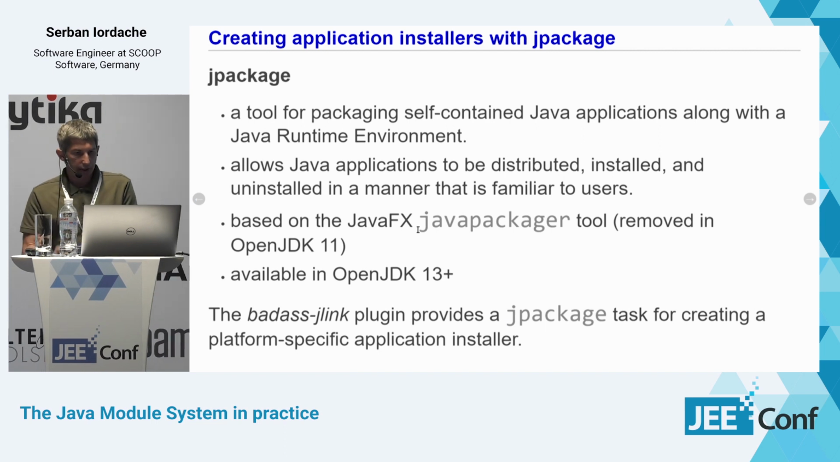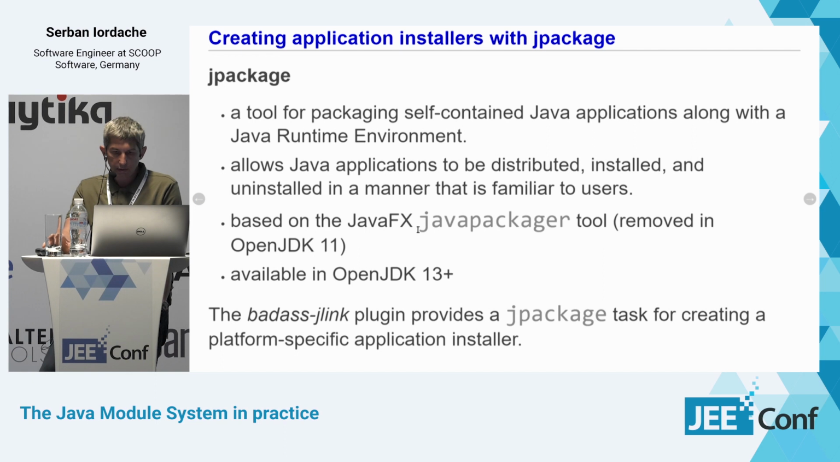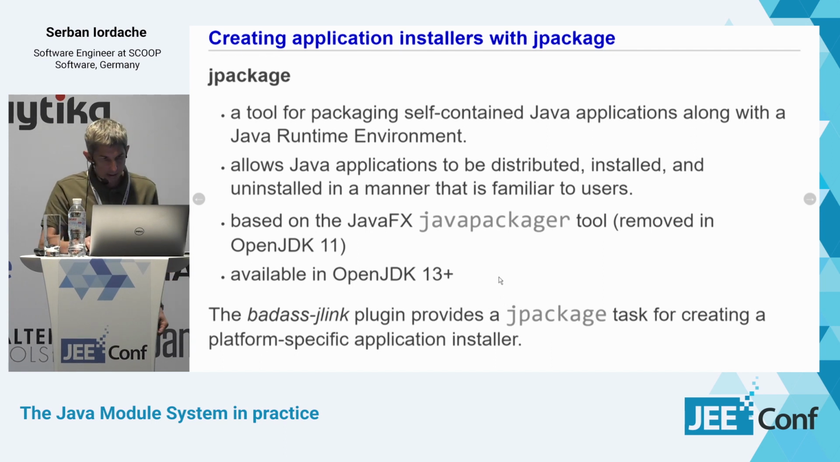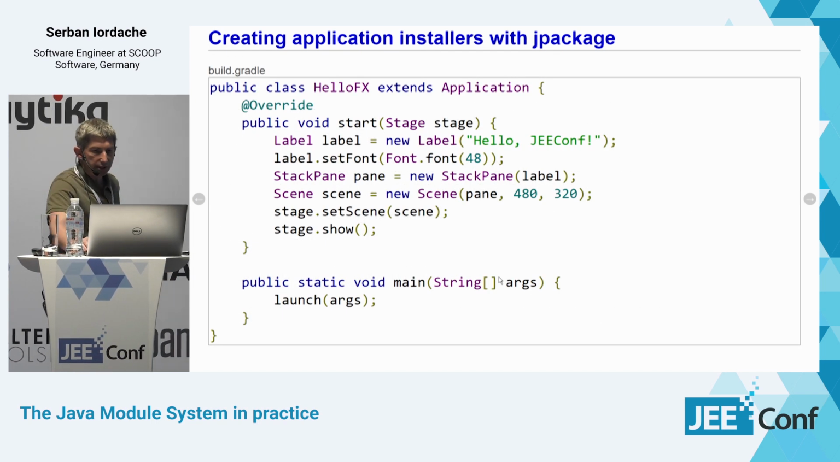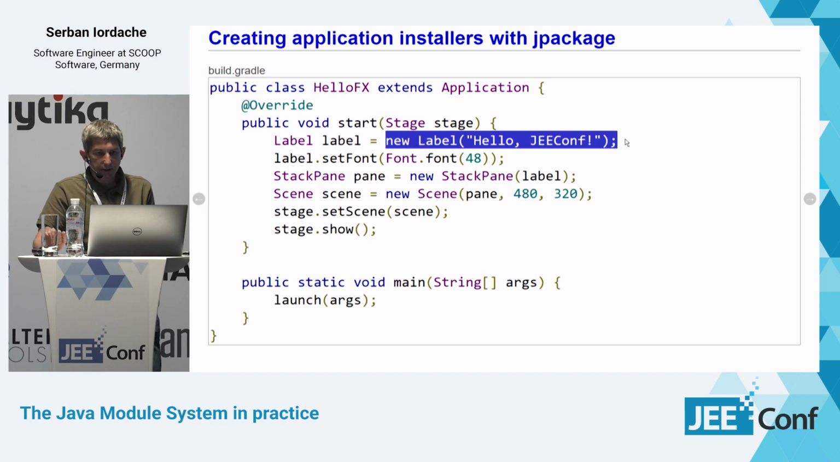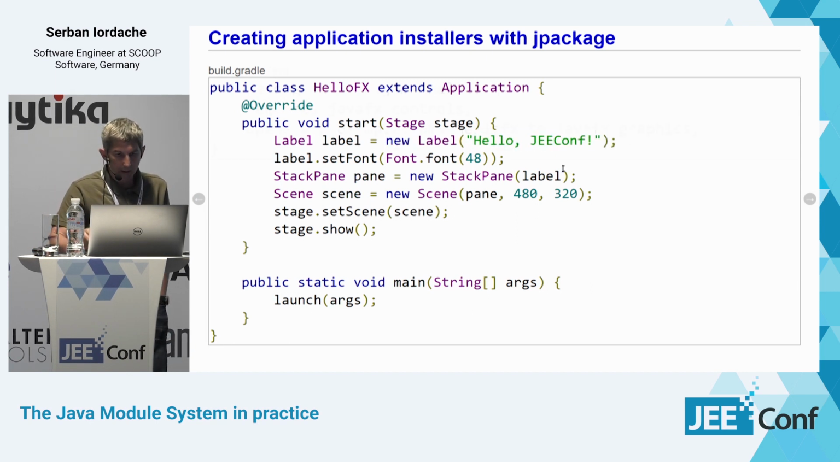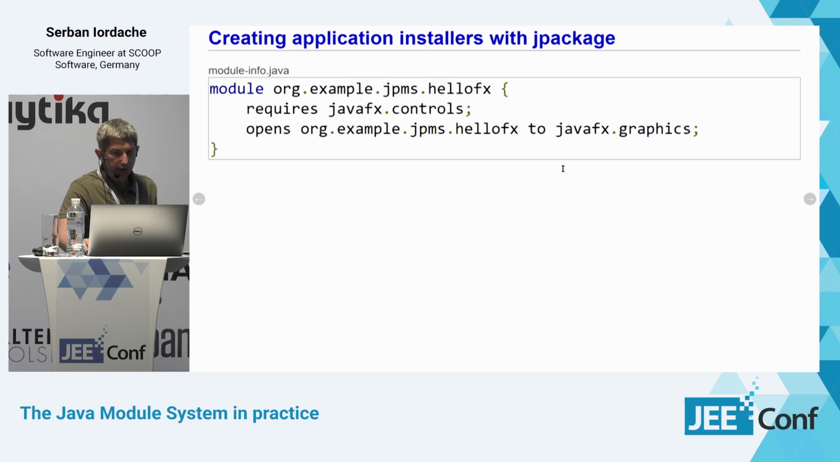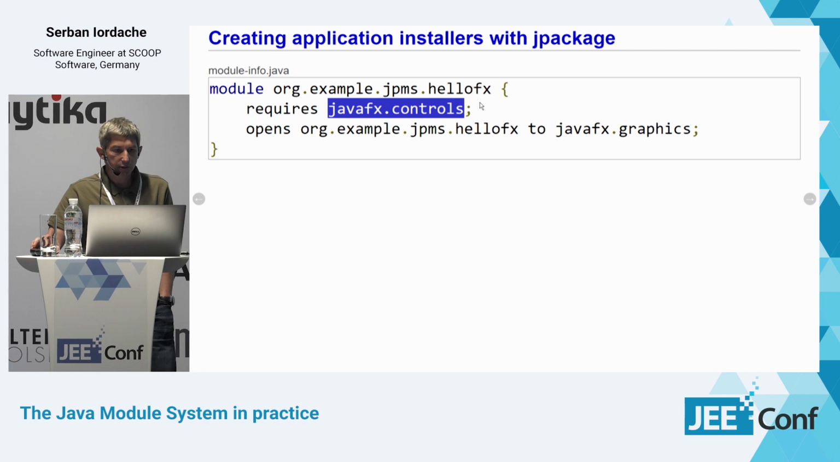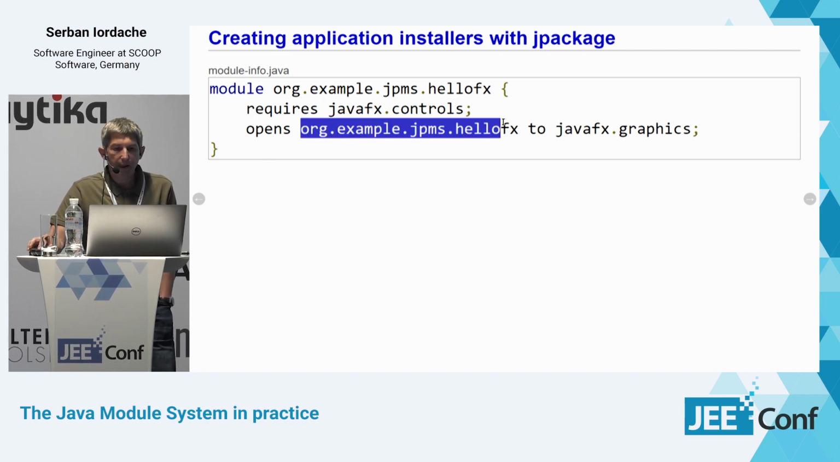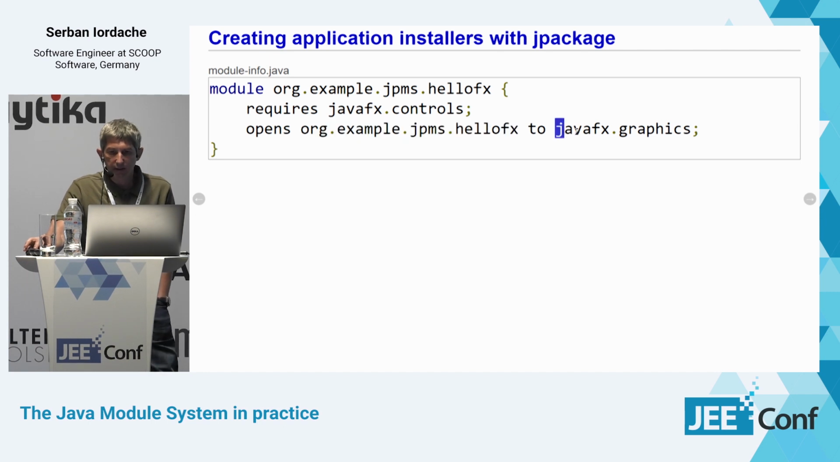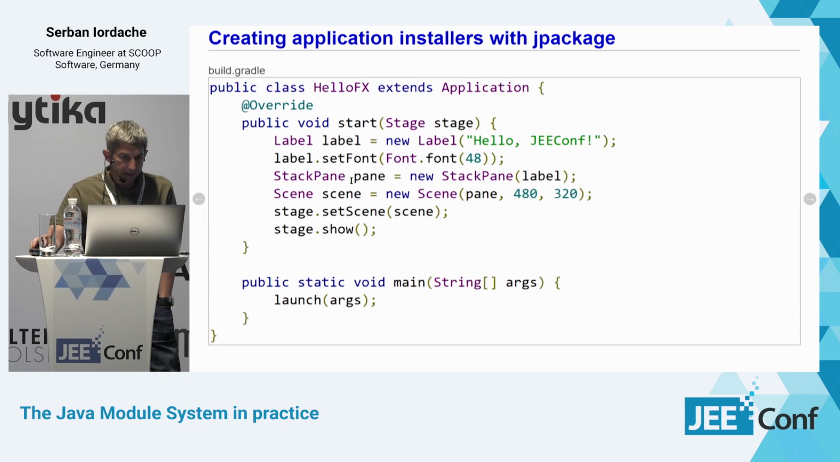And the badass jlink plugin, which we just saw, provides also a jpackage task that allows us to create an installer for our application. To illustrate this, we will consider a simple JavaFX application which displays a label. This is our module descriptor. We need the JavaFX controls module, and we also need to open our package to JavaFX graphics because this application launch method uses reflection in order to create the application class.